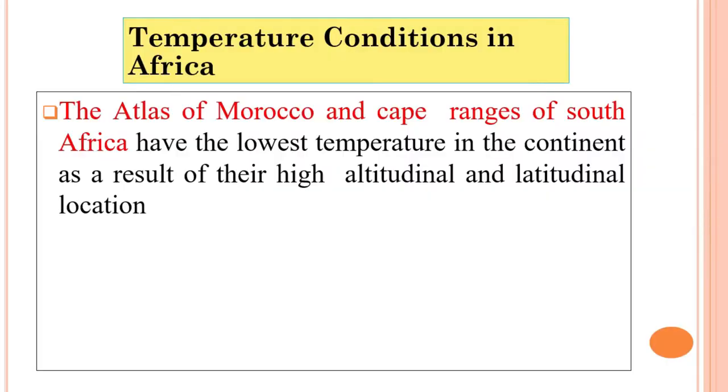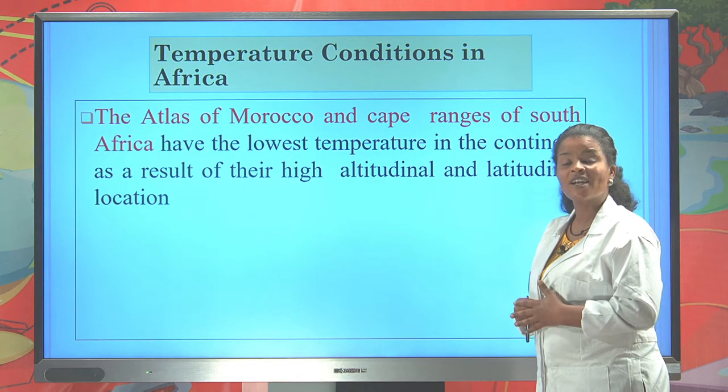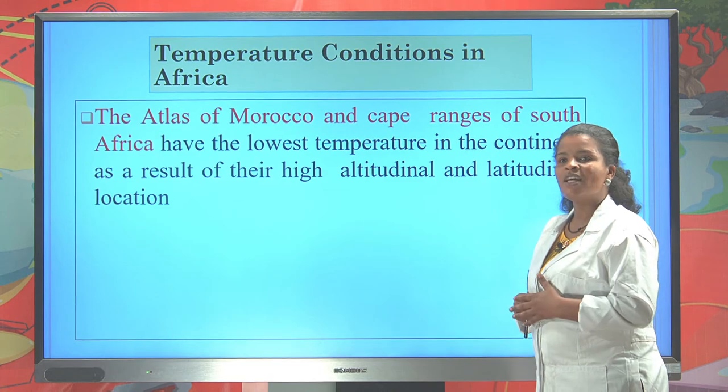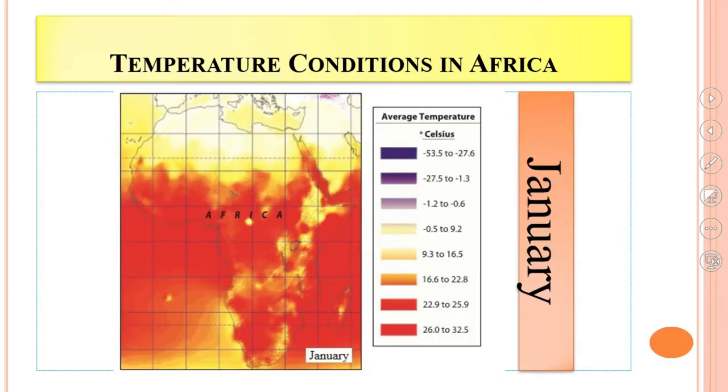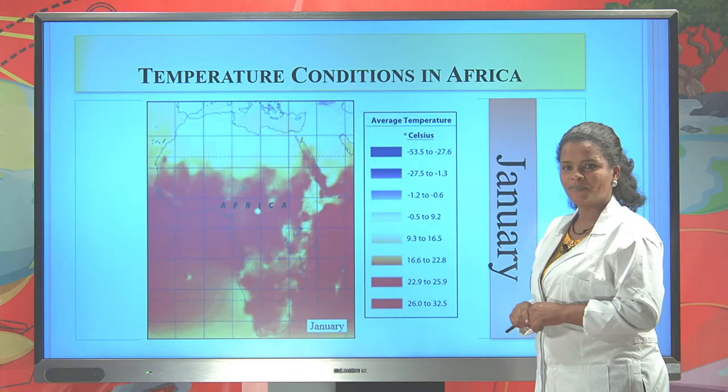The Atlas of Morocco and the Cape Range of South Africa have lower temperature in the continent as a result of their high altitude and latitudinal location. Let us see this map.